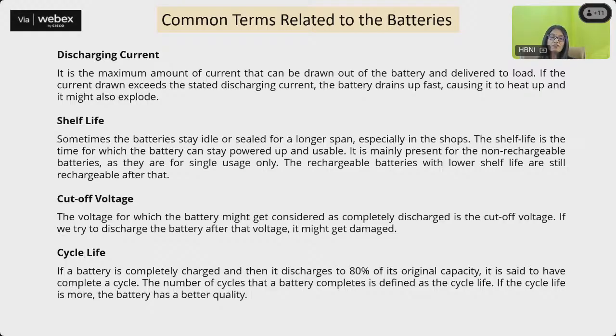When we see that the original capacity that you had goes down, and after charging, no matter how much you charge, it doesn't go beyond 80% of the original capacity, then we say that the battery has reached its end of life. Okay, and then it's time for you to change that battery. So please remember the cycle life concept of the battery.